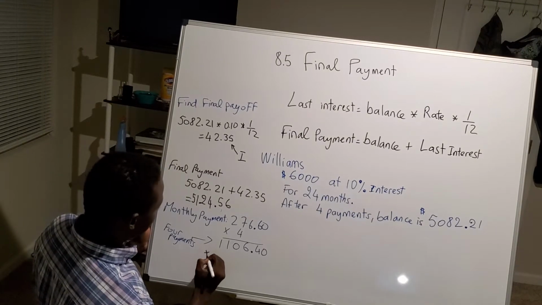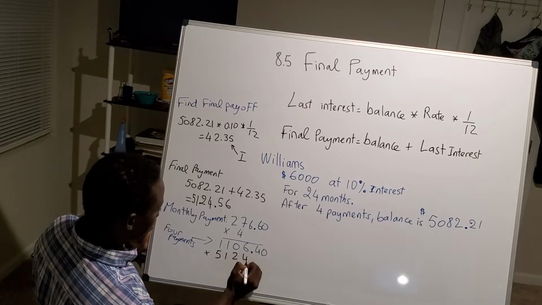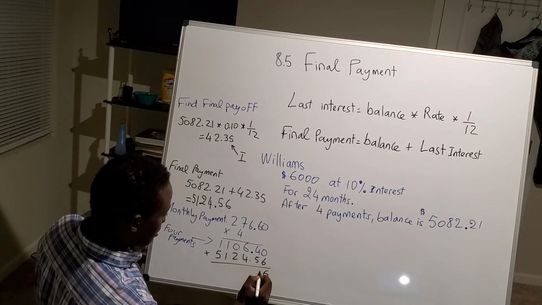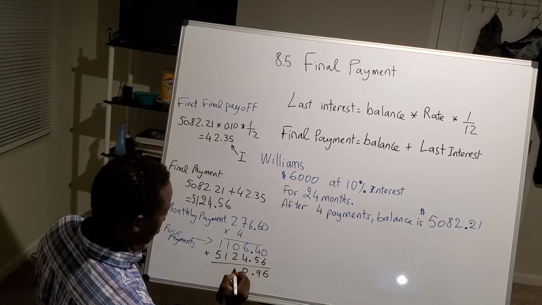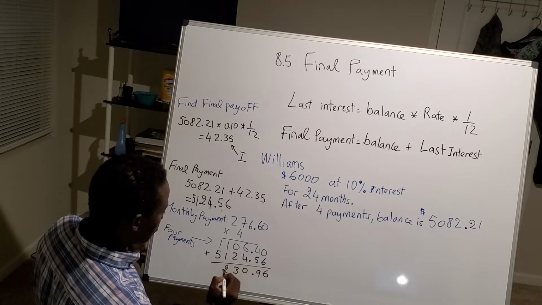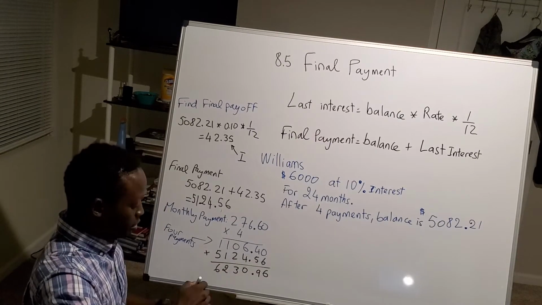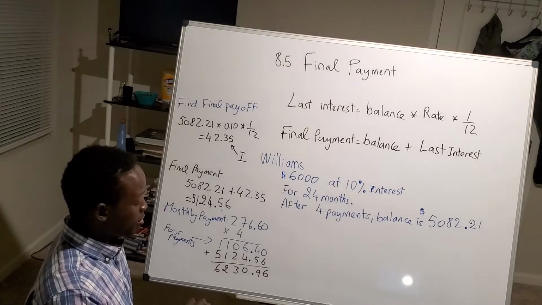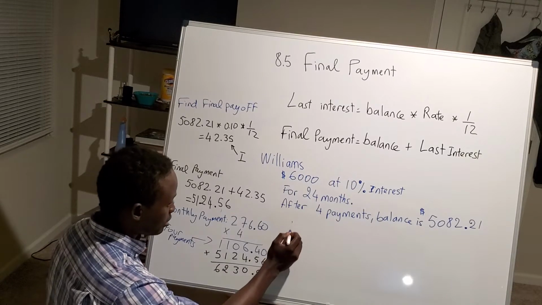All right, so plus 5,124.56. 5 plus 4 is 9, and then 6 plus 4 is 10. 2 plus 1 is 3. 1 plus 1 is 2. 5 plus 1 is 6. All right, so this is 6,230.96. This is all the payments plus the payoff, and now I can put a line here.